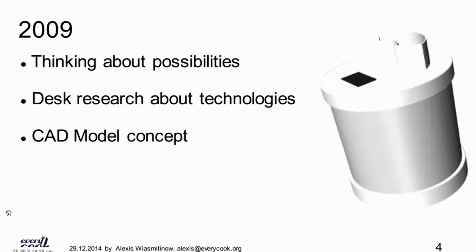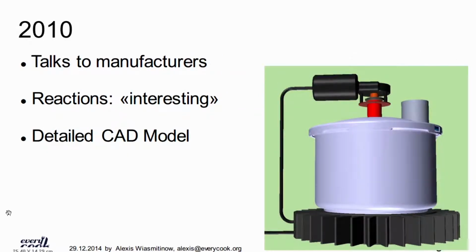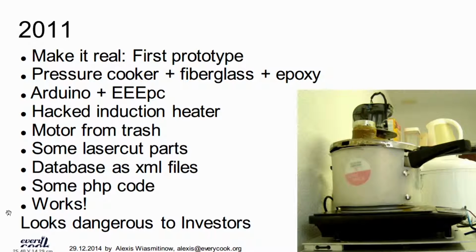So in 2009, I was thinking about possibilities, the first CAD model. 2010, again, still virtual prototypes in CAD, first talks to manufacturers who said it's interesting, but were still saying it's very futuristic. The first prototype in 2011 looked very dangerous. I remember a startup coach telling me, you shouldn't have shown me that prototype. It was a lot of epoxy, fiberglass, but I was already cooking under pressure.